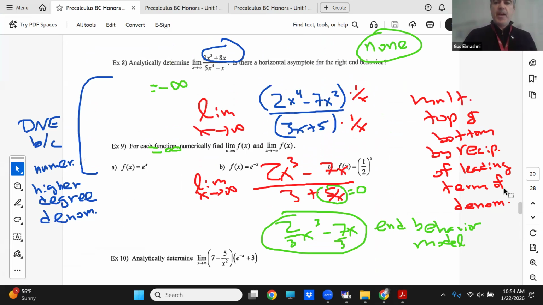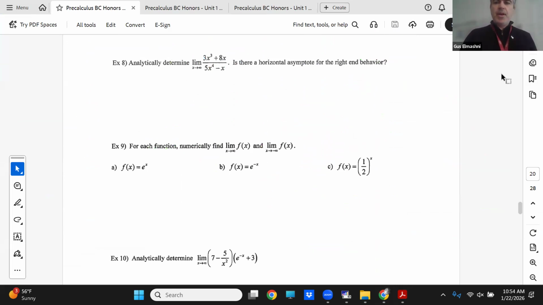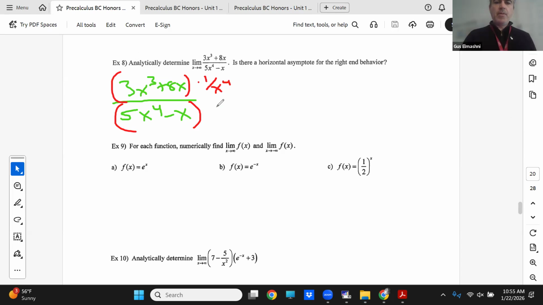So let's look at the next one here. Now we can do this a little more quickly. What's the highest degree in the bottom? So you're going to do this: 3x cubed plus 8x over 5x to the 4th minus x, in parentheses, times 1 over x to the 4th. The limit as x approaches infinity. And you've got to keep writing that limit notation, very important.